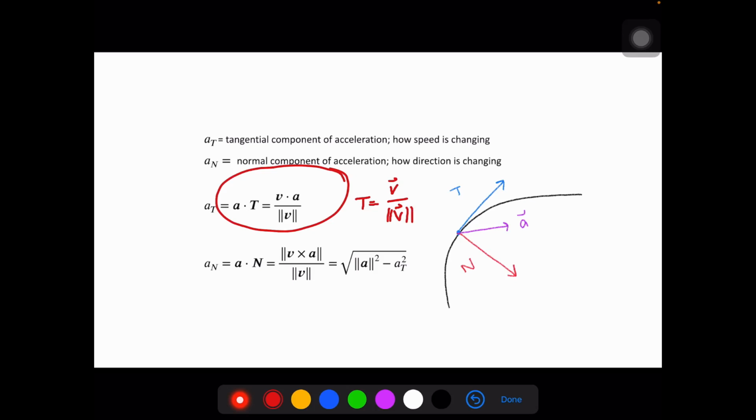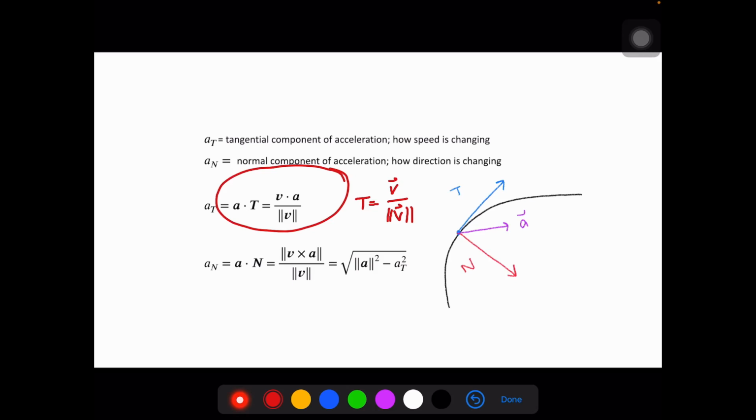Earlier we learned our tangent vector is our derivative divided by the magnitude of our derivative, and so written in the context of velocity, it would be velocity over magnitude of velocity. So those two formulas are identical. And when we're computing this tangential component of acceleration, what exactly are we finding? Let me show you on a picture.